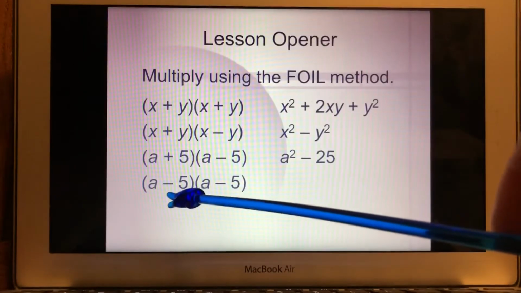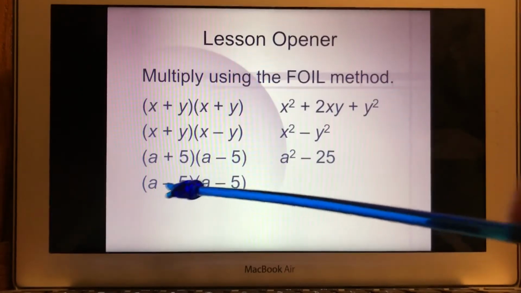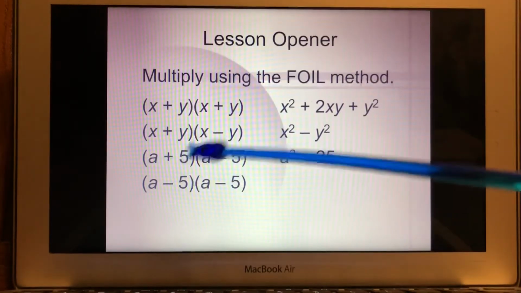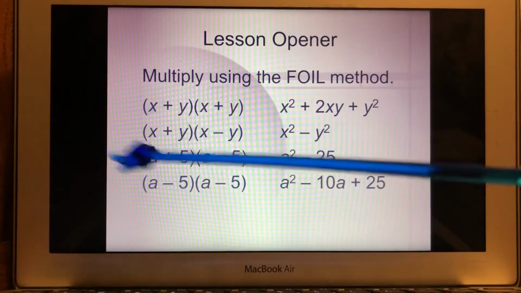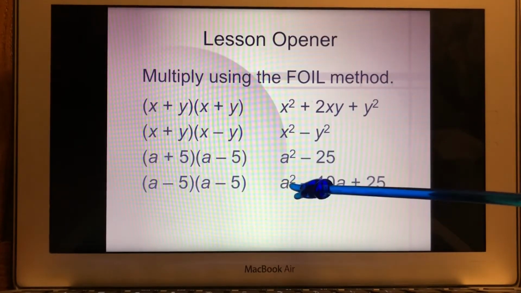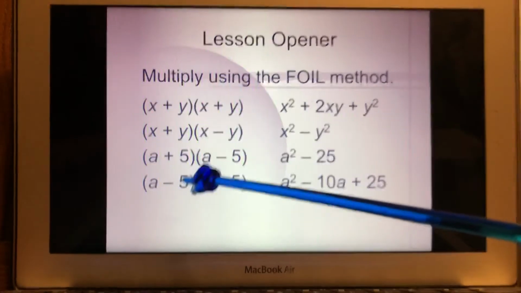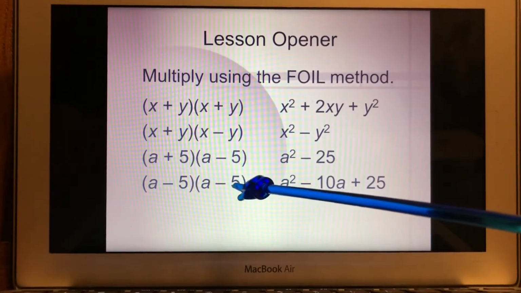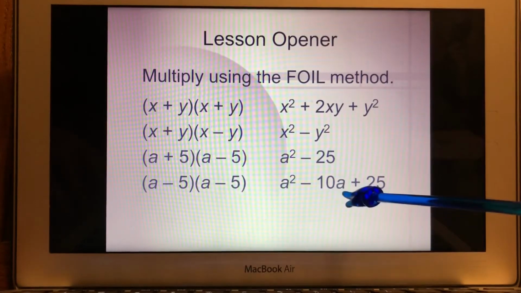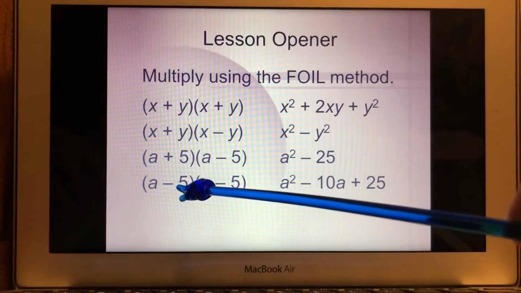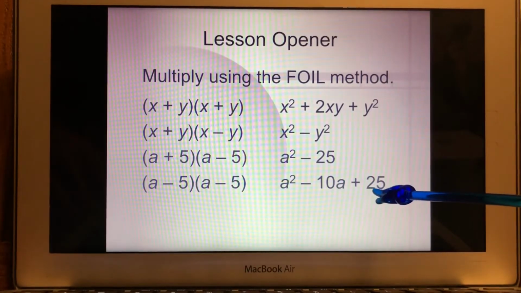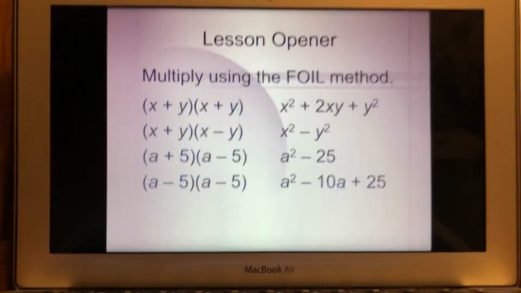Now, if I have both our subtraction problems, then my first term is a squared. The outside term is minus 5a. The inside term is minus 5a. So when I combine those two, I get minus 10a. And then negative 5 times negative 5 gives me a plus 25.